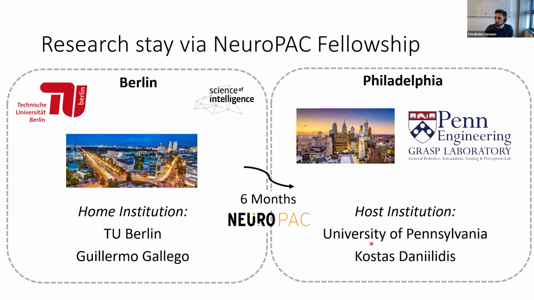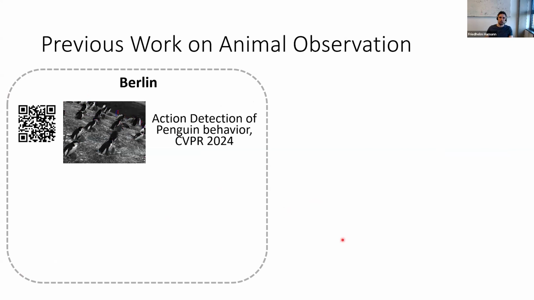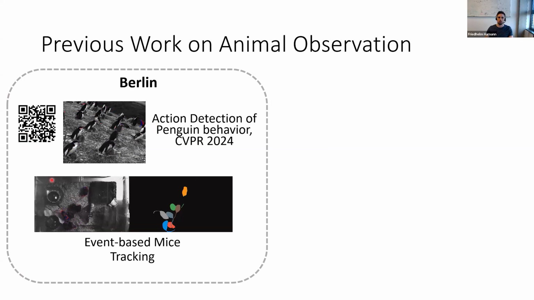And the motivation for this collaboration was that here in Berlin, we already work on animal observation with event cameras. We, for example, have recent work on action detection of penguin behavior, where we brought an event camera to Antarctica. If you're interested, you can check it out via this QR code. But we also work on other projects. For example, we have ongoing work on event-based mice tracking.